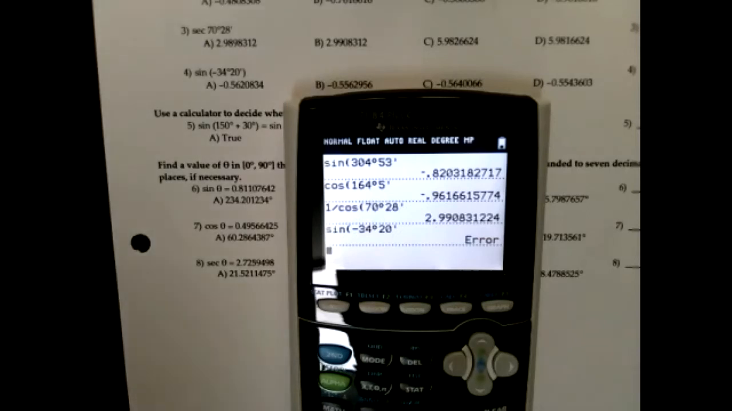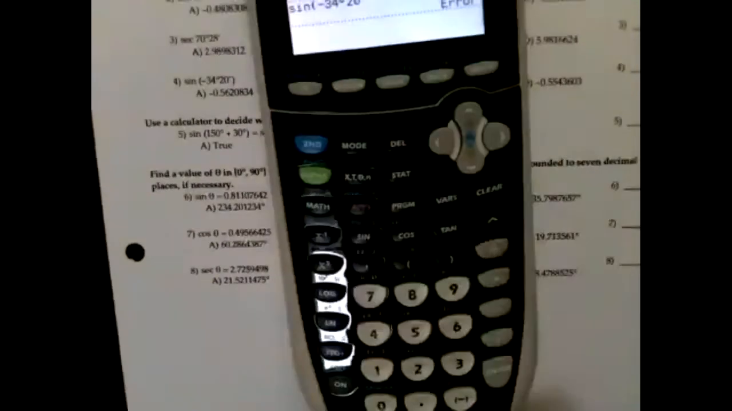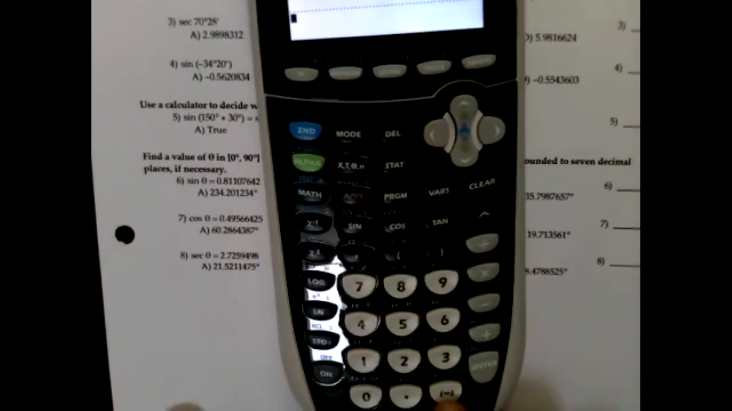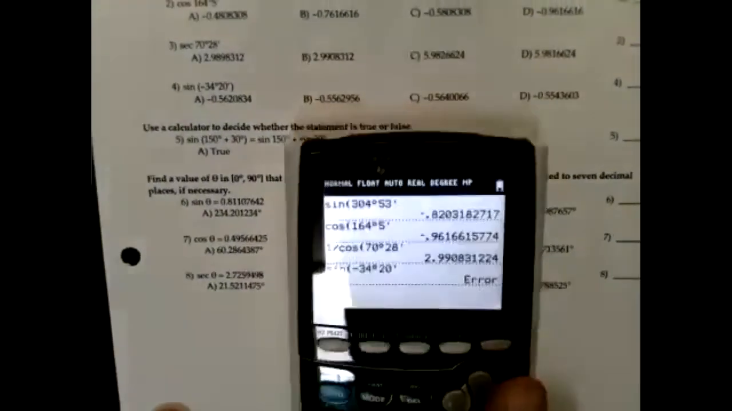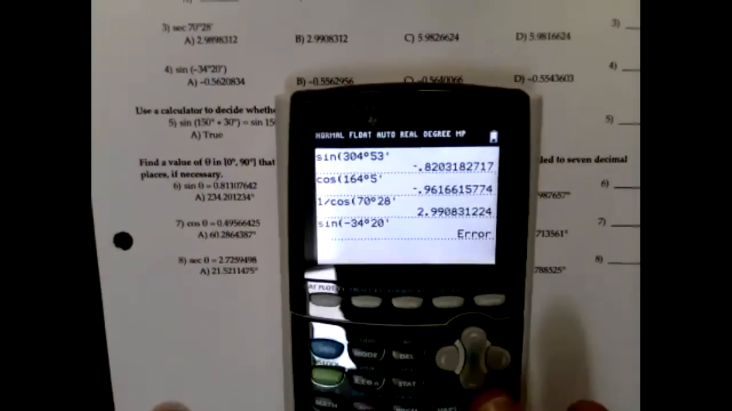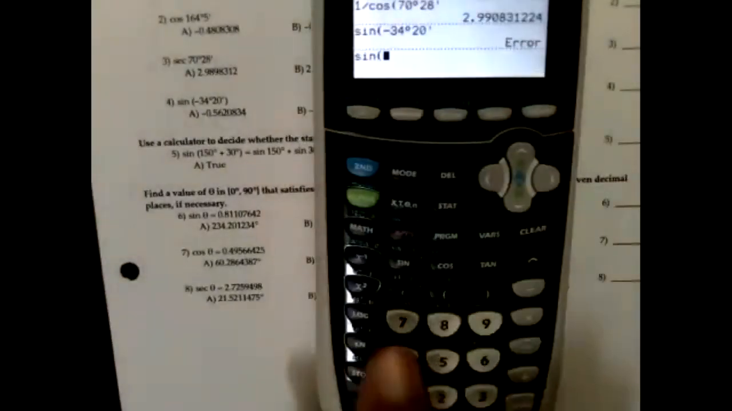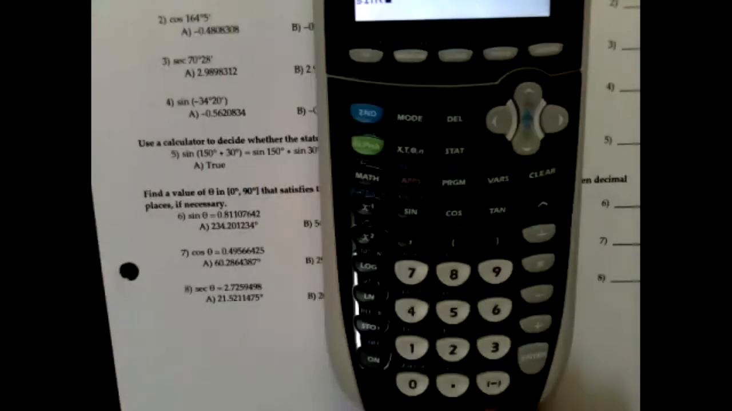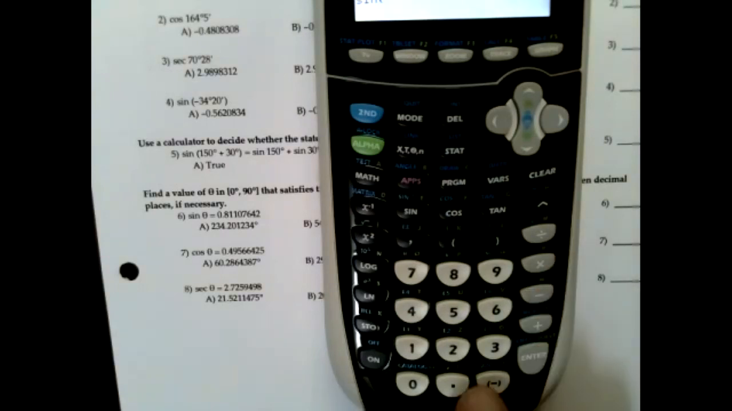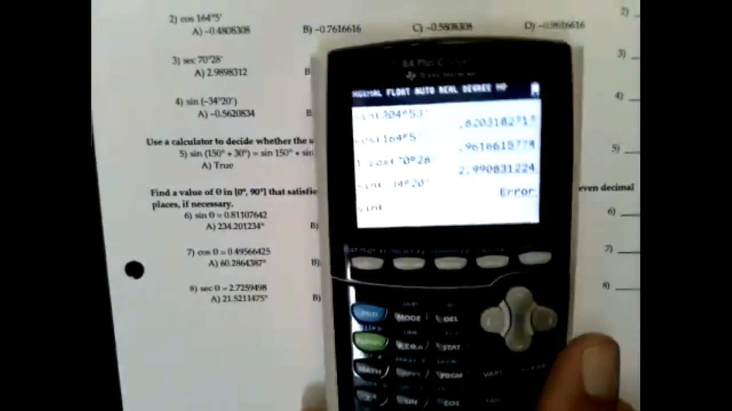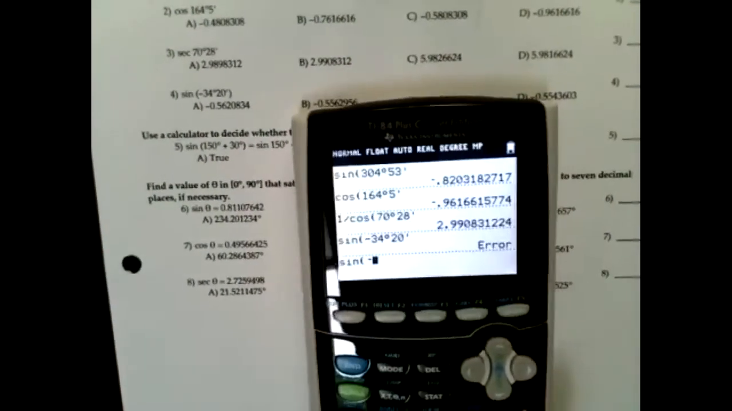It did not like me putting a minus sign in there. What if I try it again? Instead of putting a minus sign, I'm going to put this negative. See if that'll work. Yeah, that should work. The sine of, I'm coming all the way down and hitting this negative instead of minus, because that would be cool if the calculator took care of all this for me.